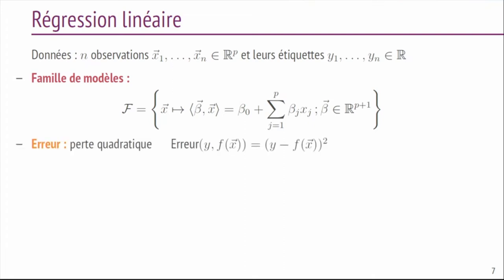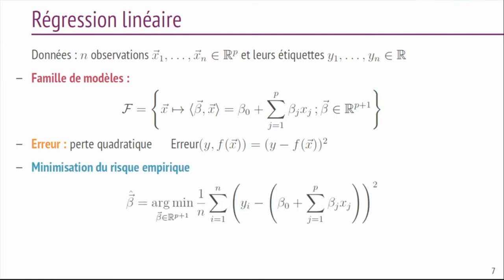Okay. So now, typically, when you're doing regression, you're going to use as a loss what we call the quadratic loss, which is simply the difference between the true label and the prediction, between y and f of x, which we square to avoid having errors that compensate each other. If you're over-predicting for one point and under-predicting for another, you want it to be a bigger error and not have the two errors compensating for each other. It also facilitates the optimization problem that we're going to write.